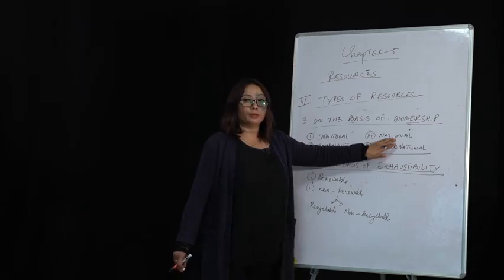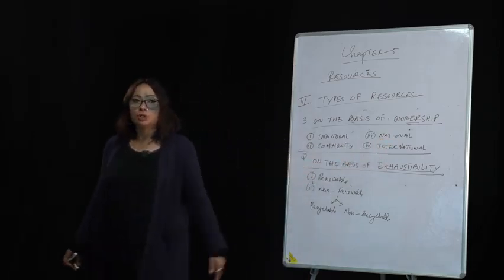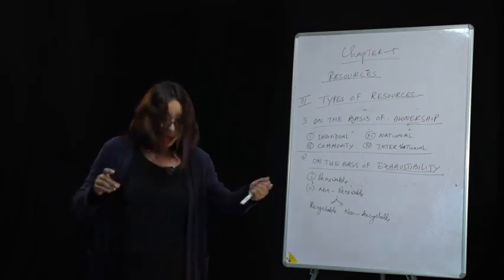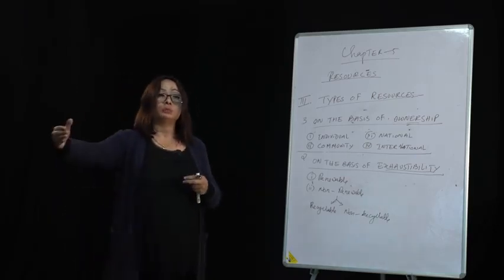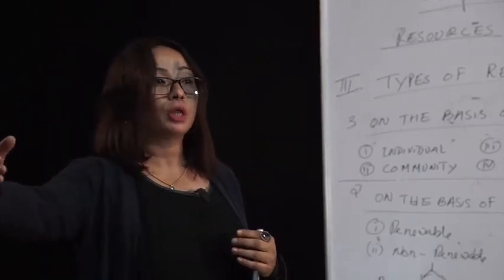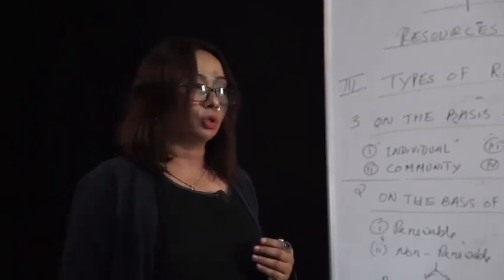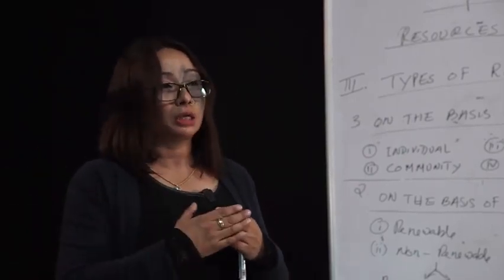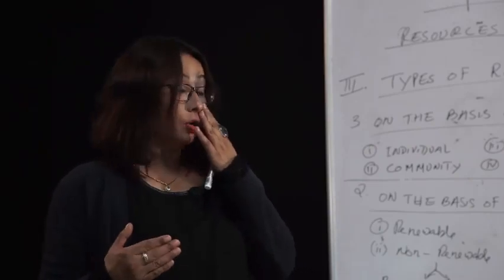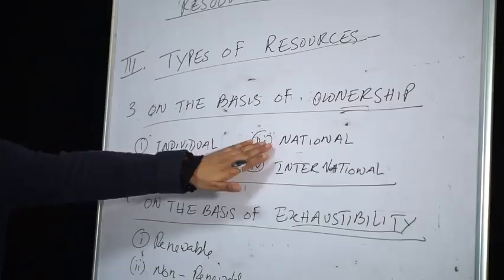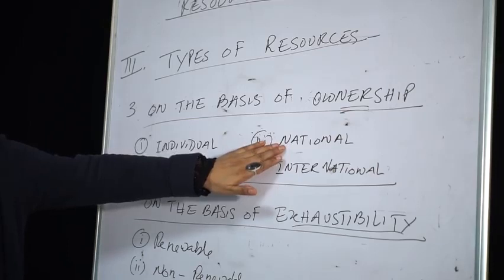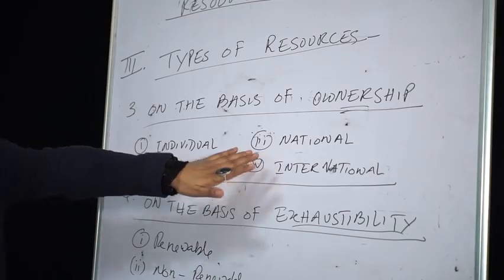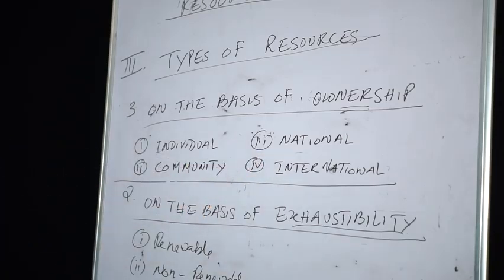For example, India, in the south, there is the Indian Ocean. In the ocean also, the country has a limit, 12 nautical miles or 200 kilometers. Up to that, India can mine on the ocean bed, but beyond 200 kilometers, India cannot. That doesn't come under India. National resources are those resources which belong to the nation, and the nation has the right to use them anywhere in the country.